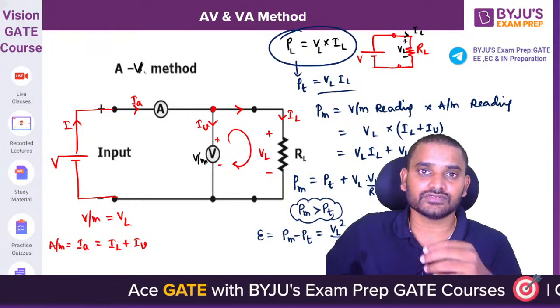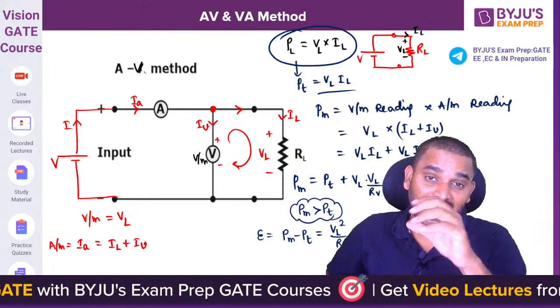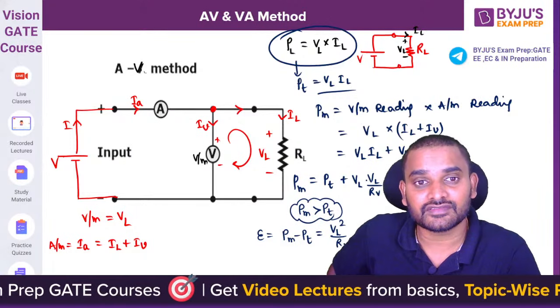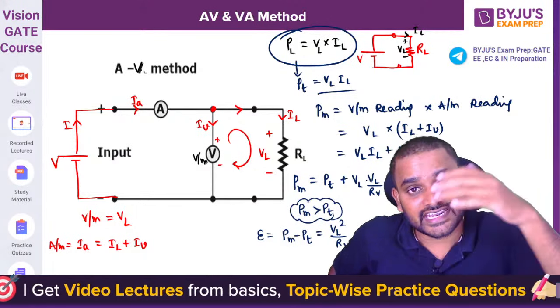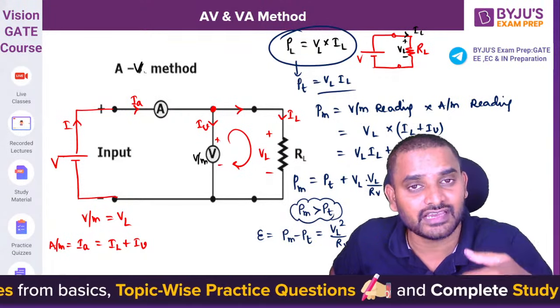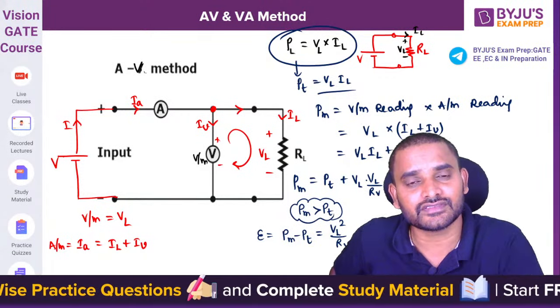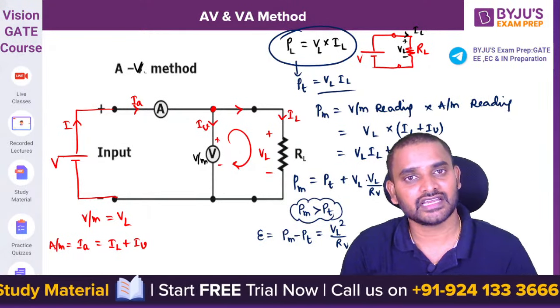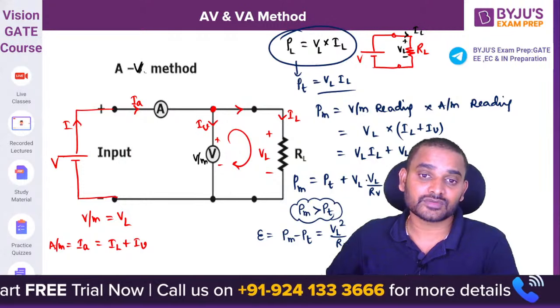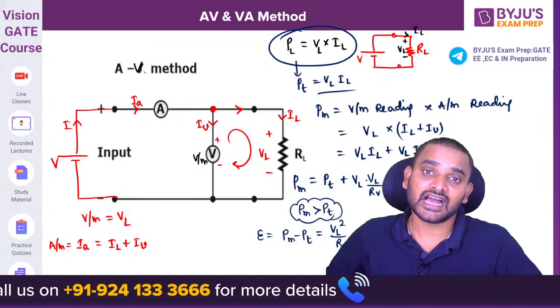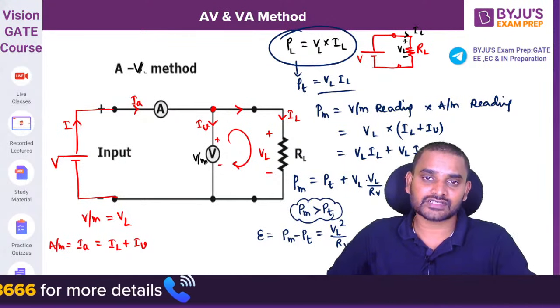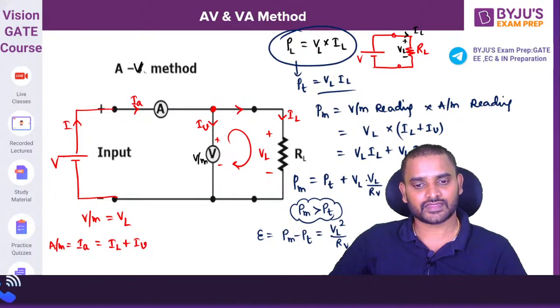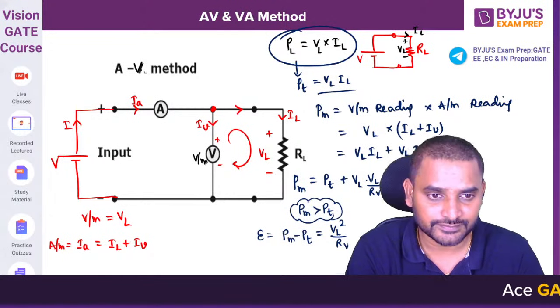So they'll ask you, is the ammeter voltmeter method suitable for measuring high resistive loads or low resistive loads? They'll ask you the question as, is ammeter voltmeter method suitable for high resistive loads or low resistive loads or medium resistive loads? Can you tell me what could be the answer?